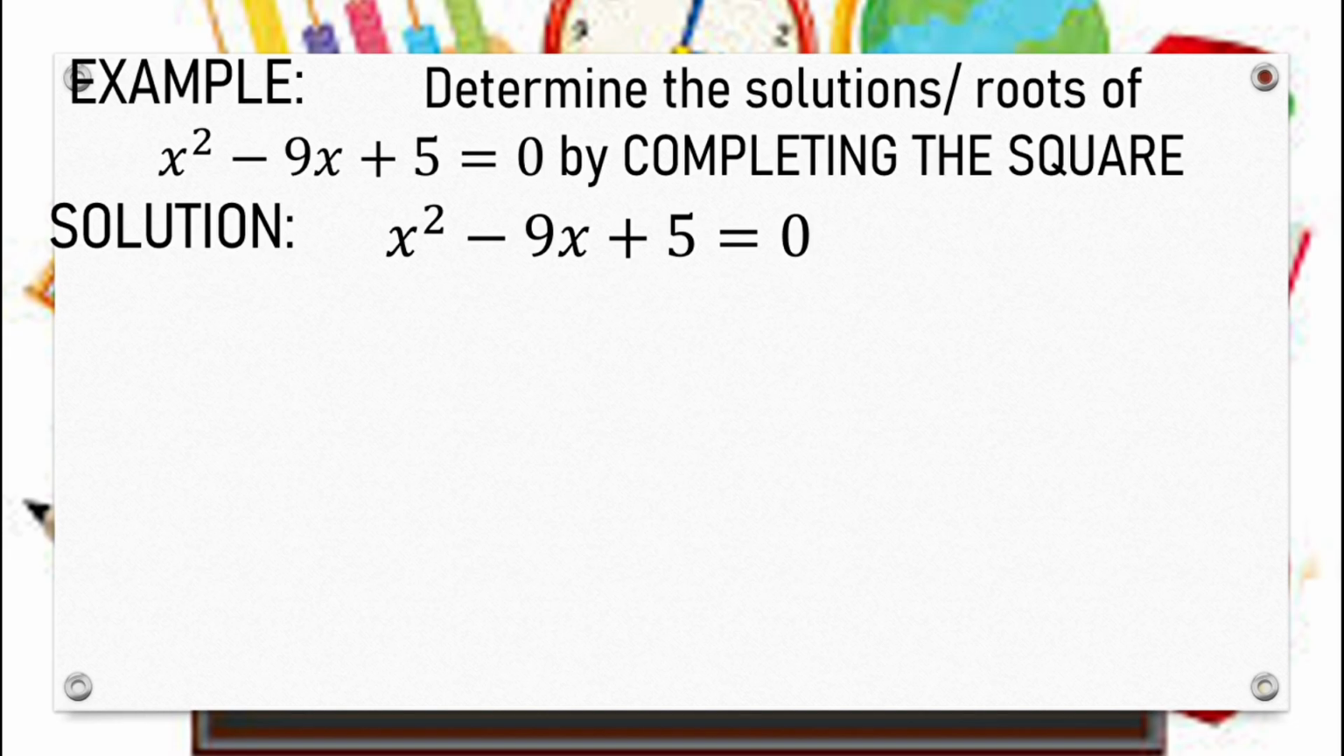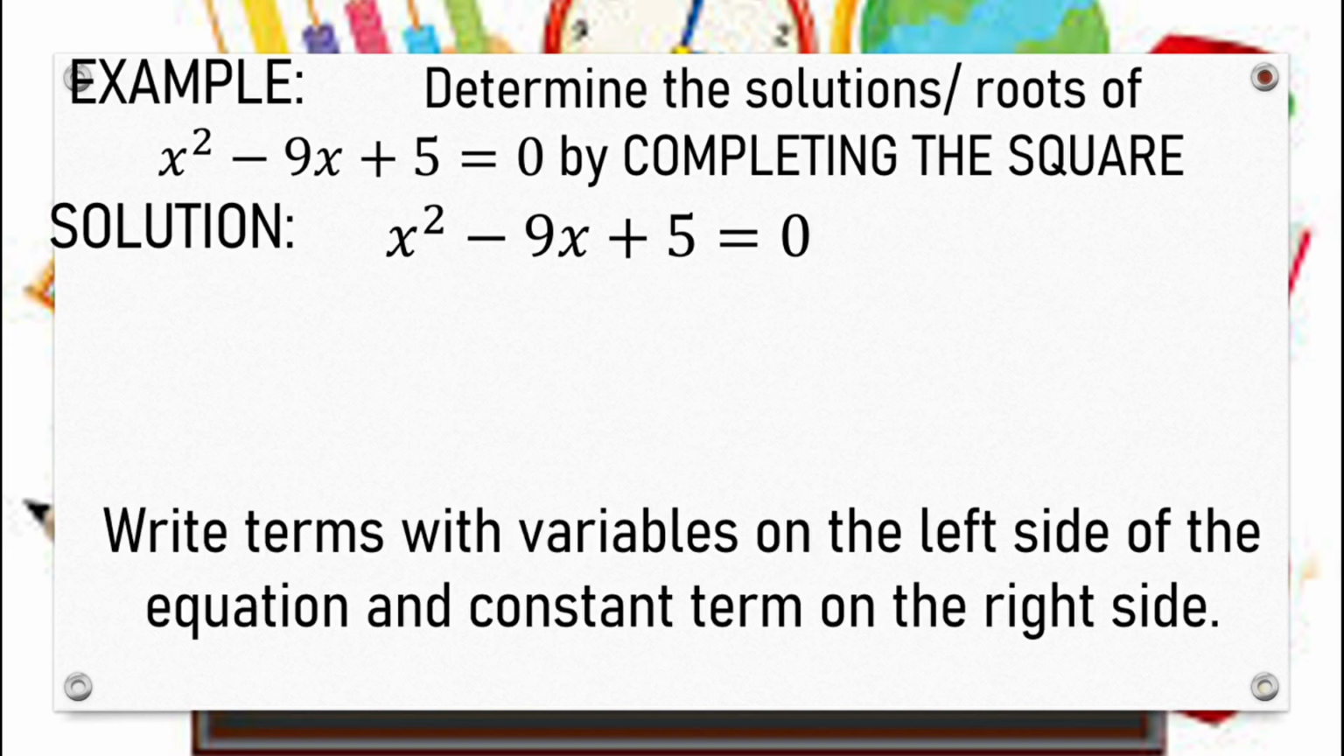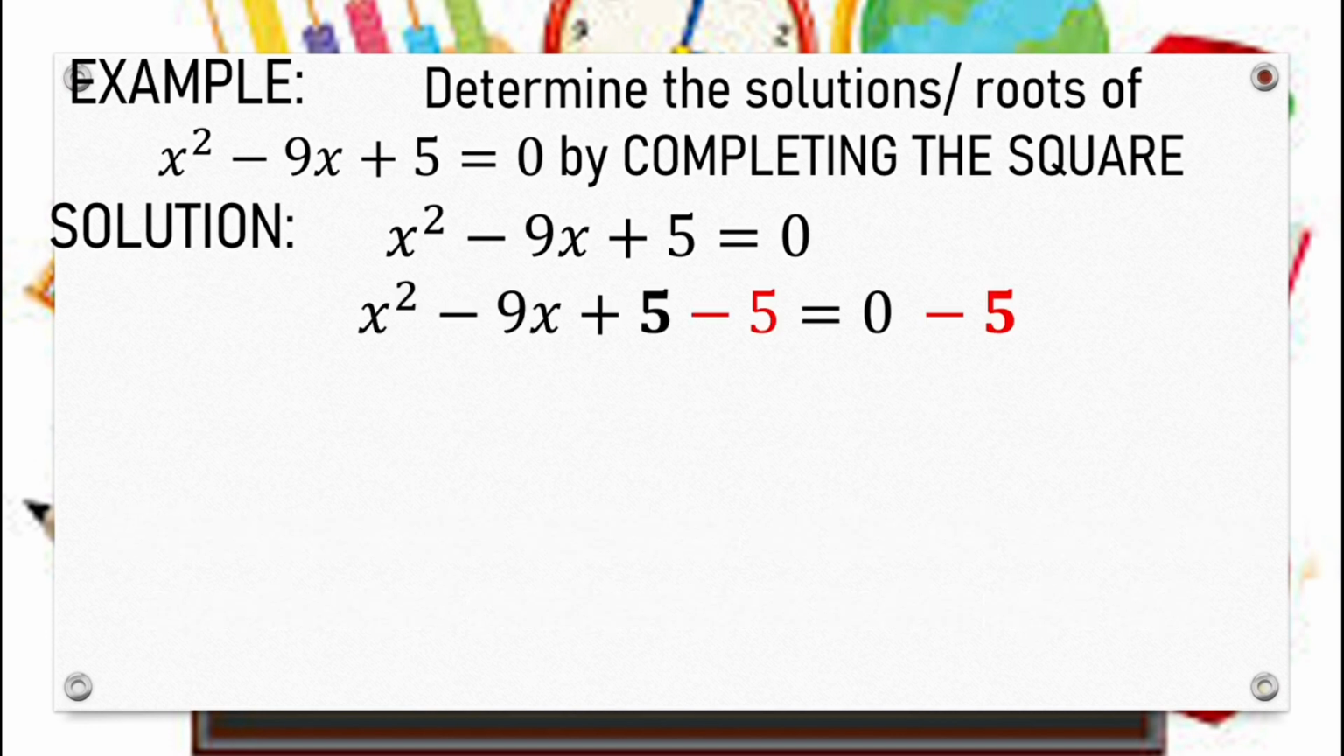Here, we will skip step 1 and proceed to step 2 as we write terms with variables on the left side of the equation and the constant term on the right side. This means 5 will be moved to the right side of our equation using the subtraction property of equality. This eliminates 5 on the left side and the simplified equation becomes x squared minus 9x equals negative 5.